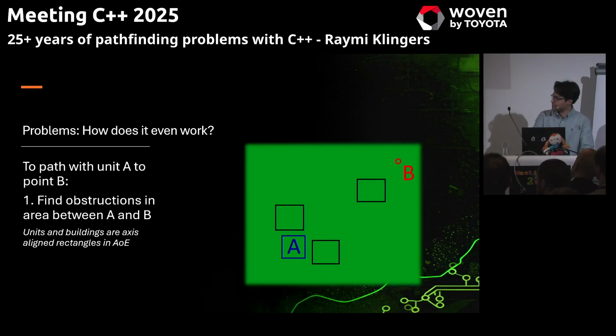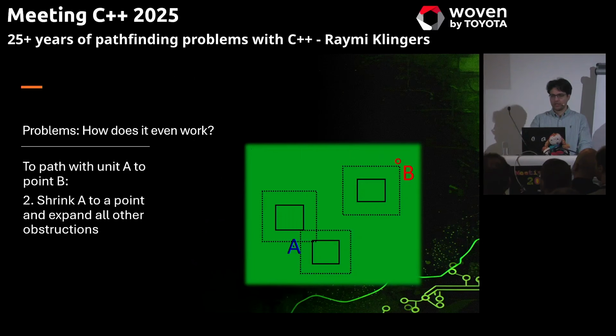So how does it actually work? Now, if we want to path with unit A to point B, we start by gathering all the obstructions that are between those 2 points. So we make this square, in this case a green square, and we gather just all the obstructions. Now in Age of Empires, all the obstructions are rectangles that are axis aligned. So that gives us something to work with that is a bit simpler.